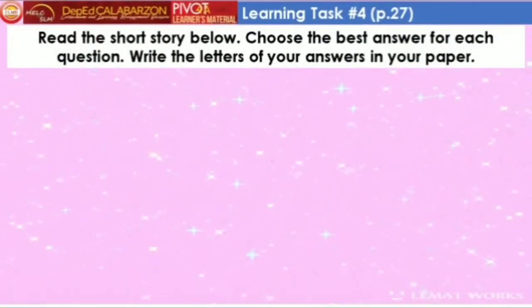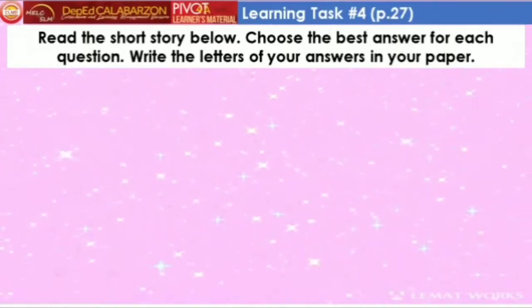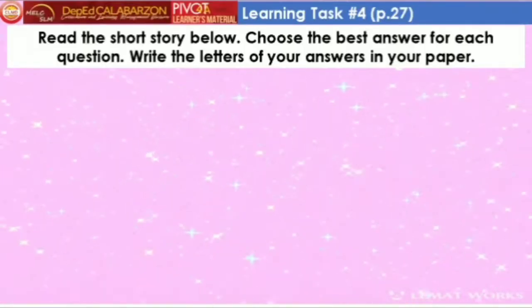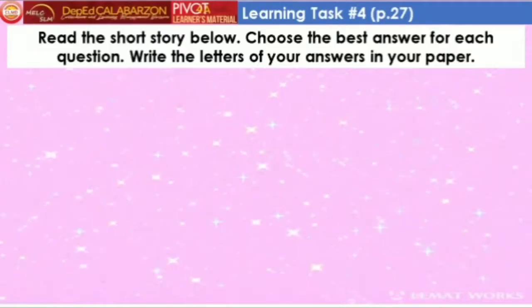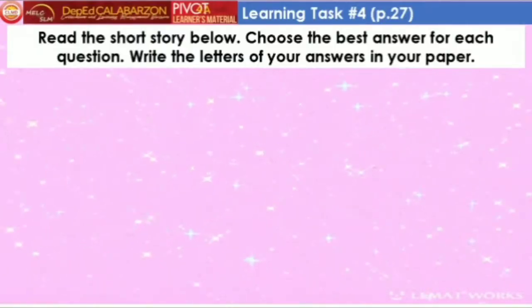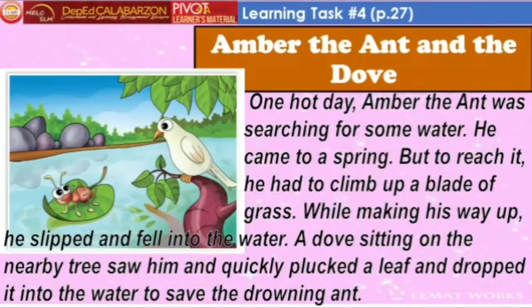For our learning task number 4 on page 27, read the short story below. Choose the best answer for each question. Write the letters of your answers in your paper. Our short story is about Amber, the ant, and the dove.